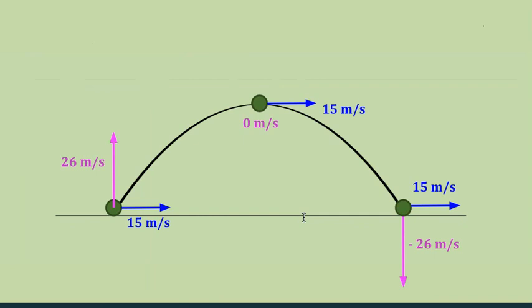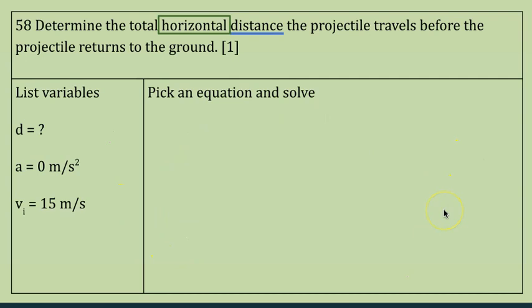And if I take a look at my diagram, I can see my horizontal velocity is 15 meters per second, initially and at the end. So that means I can write VI is 15 meters per second. VF is also 15 meters per second. And time is 5.3 seconds. I took this from question 56 and 57. So I already calculated time. This carries over into this problem.